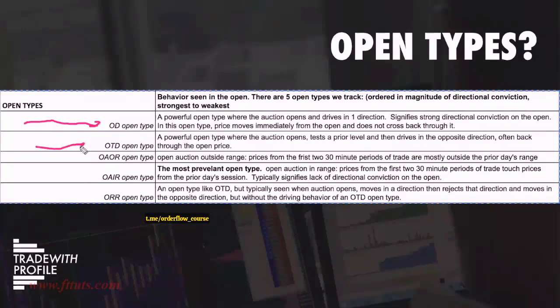There's something called an open test drive. This is where the market will open, move and test some prior reference, again related to our 4 behaviors, and then it'll come back through the open and drive away from the direction that was tested.